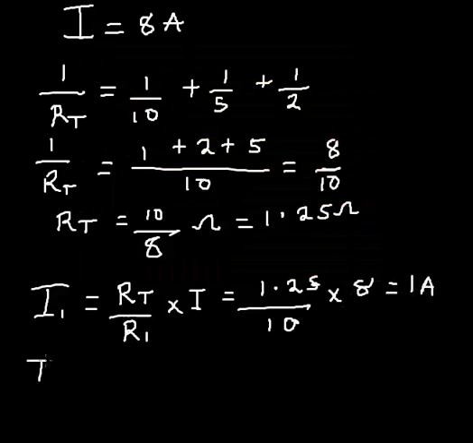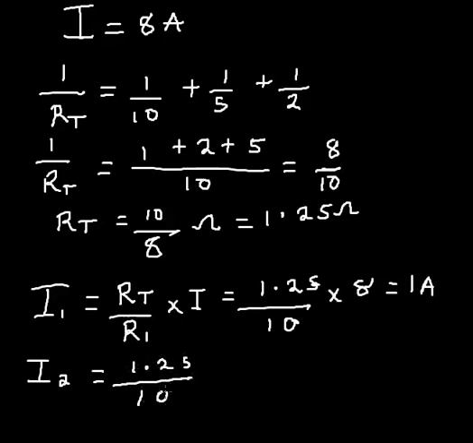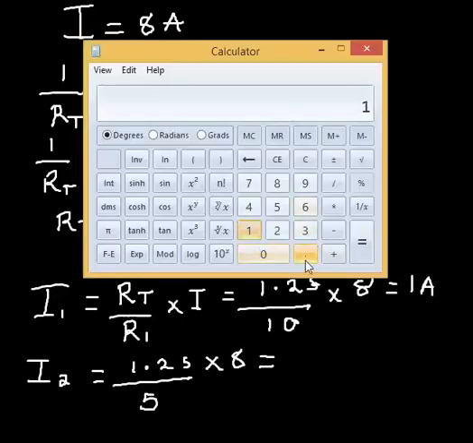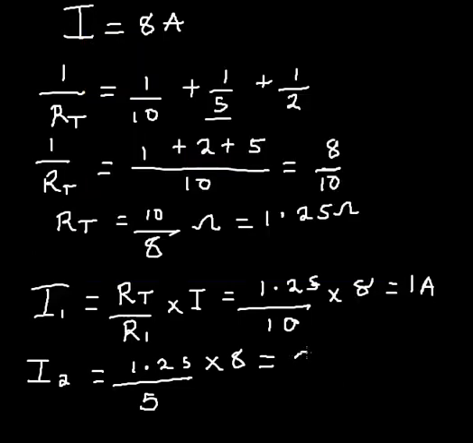Okay, let's go for I2. The same goes with I2, that's going to be 1.25 all over R2. R2 is 5, please pardon me. All over 5, R2 is 5, right? Times the total current, 8. Here we go. 1.25 times 8, then divided by 5, that's 2 ampere.